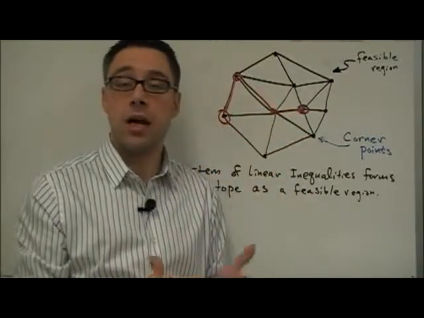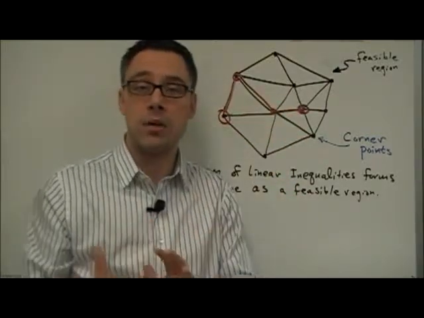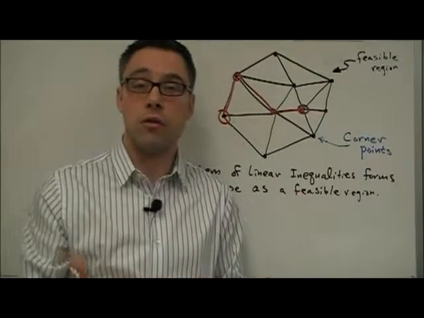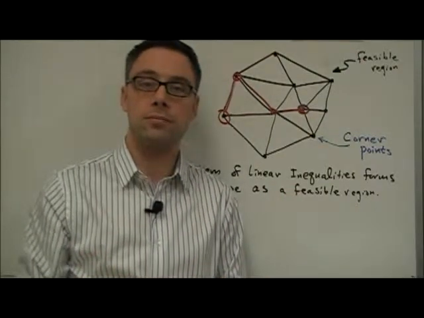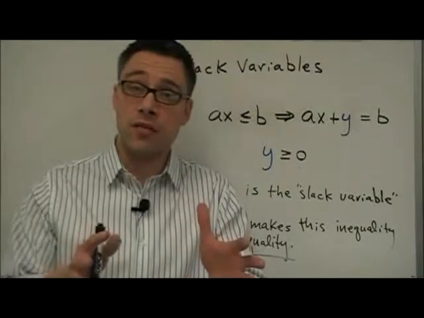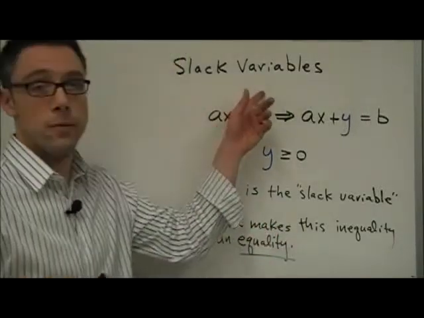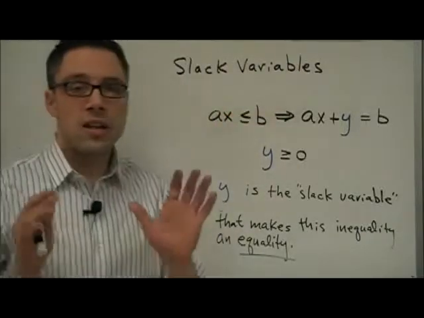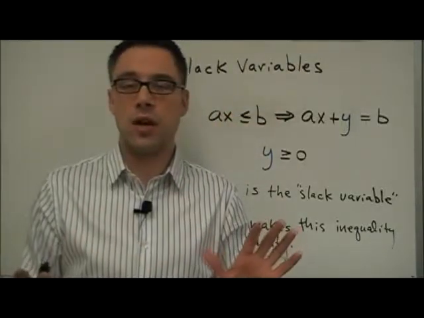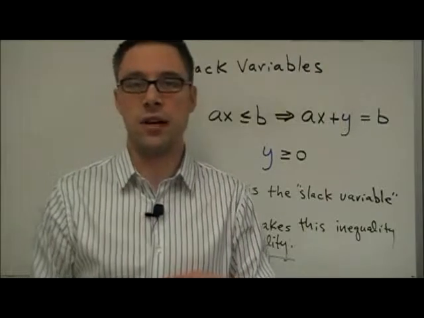I just wanted to give you some kind of geometric picture of what's really happening underneath the surface of this algorithm called the Simplex Method. Before we talk about the specifics of the algorithm itself, we have to introduce what's called a slack variable, or slack variables. And a slack variable is just like it sounds. We're just sort of picking up the slack in some sense.